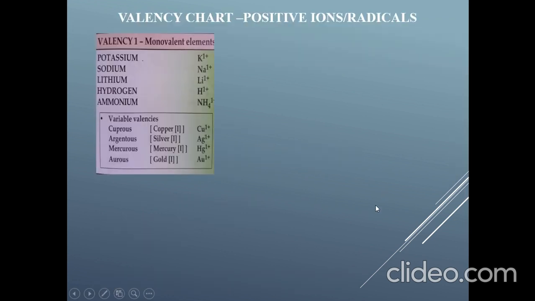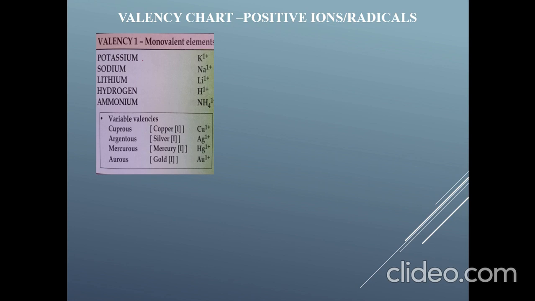Now let us see the valency chart. Now this valency chart is very important. It is given on page number 3 of your textbook. You have to learn the valency chart. Now valencies are of different types. If the valency is 1, we call it mono or univalent. If it is 2, divalent. If it is 3, trivalent. If it is 4, tetravalent.